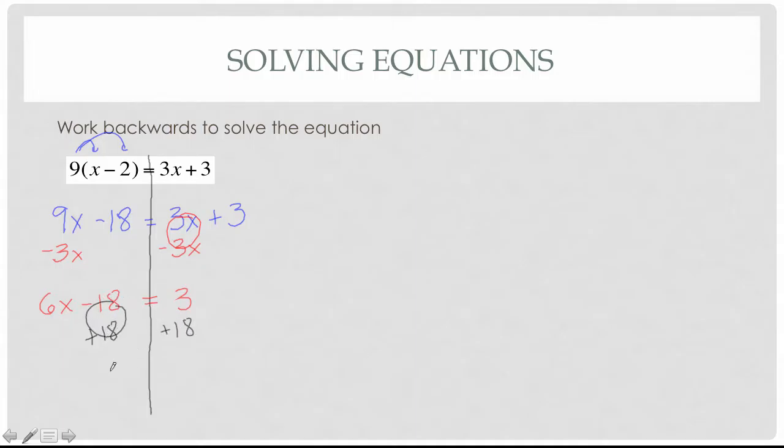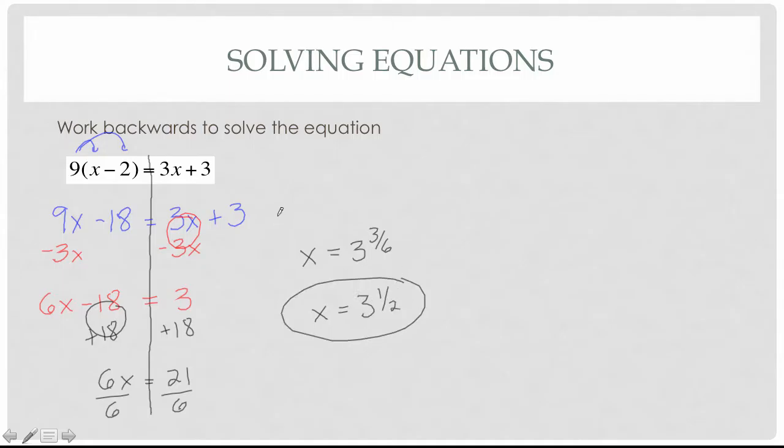Minus 18 plus 18 goes to 0. 6x equals 21. Divide both sides by 6, and x equals 6 goes into 21 3 times. 6 times 3 is 18, but then there's 3 left over. And I can rewrite that as 3 1/2. Okay, there's an example of having to add or subtract a variable expression to both sides to make sure there's only one variable on one side of the equation.